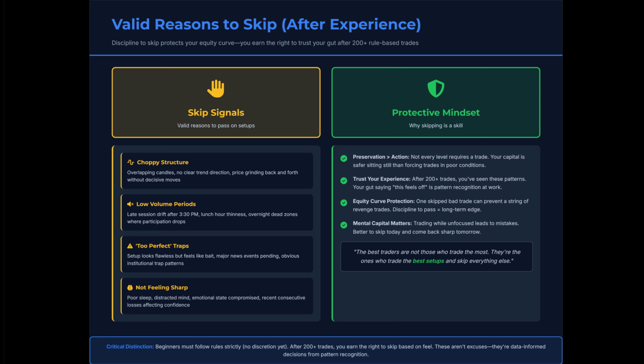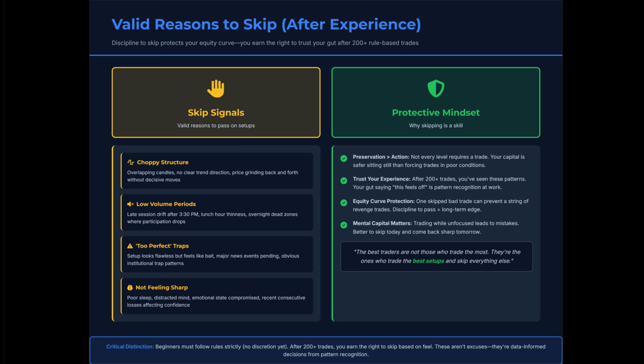After 200+ trades, you've earned the right to trust that feeling. When your intuition says skip, it's because your pattern recognition has identified something subtle that your conscious mind hasn't fully processed yet. Trust it. Skip the trade. More opportunities will come.